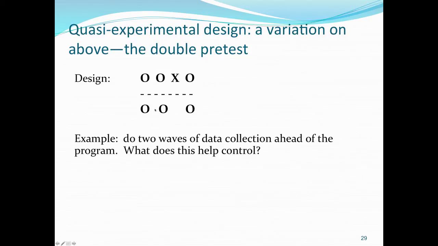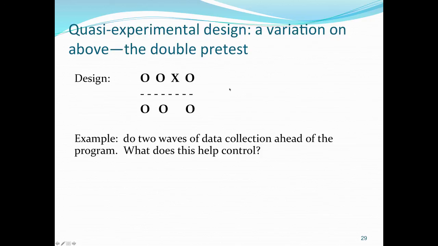So here we have these two waves of data collection where we're observing, let's say, the healthy eating behaviors through a survey. And we have two observations, and the question is why? Well, one important benefit of this design is it allows us to map the trends before the intervention. In a way, it helps us address the concern about selection.